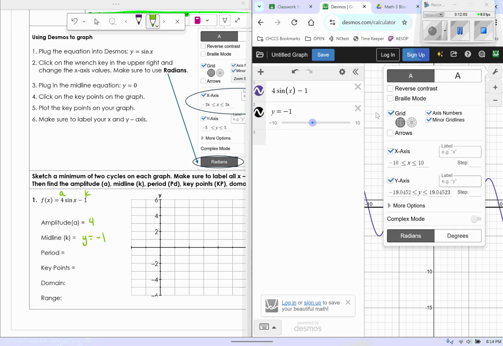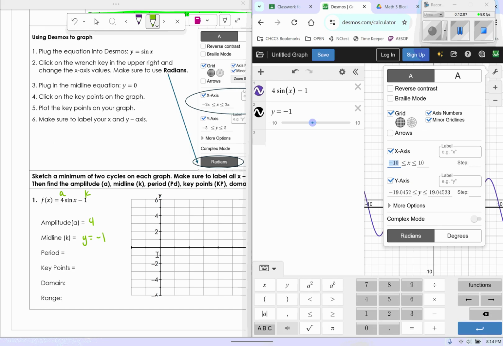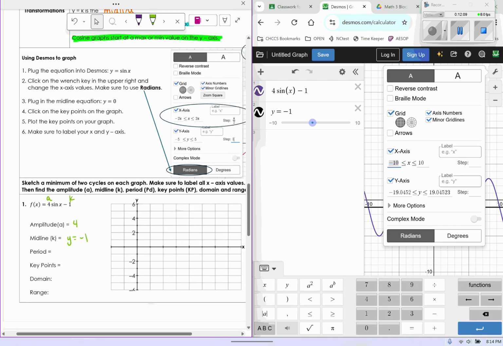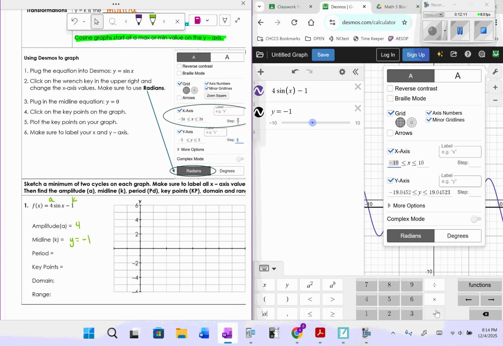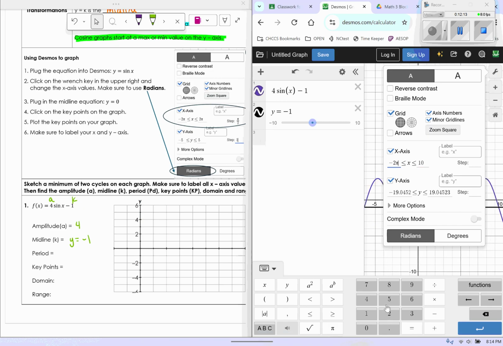Something that's nice about this Desmos is that you can change the x-axis so it matches what you want. You can match it to your graph, or usually what I do is I just put negative 2 pi to 2 pi here. And the nice thing about this is you can even change the key points, but if you don't, that's okay.